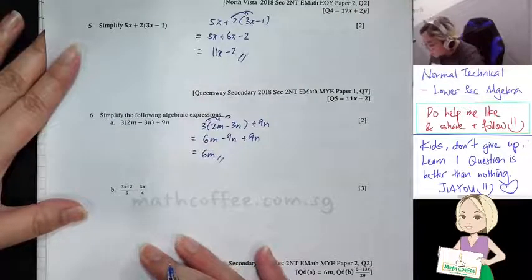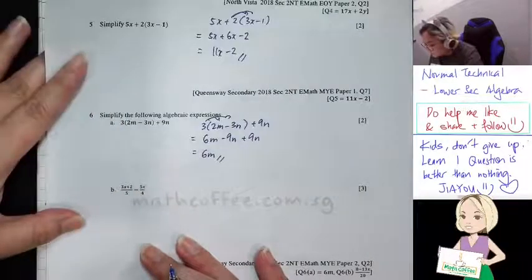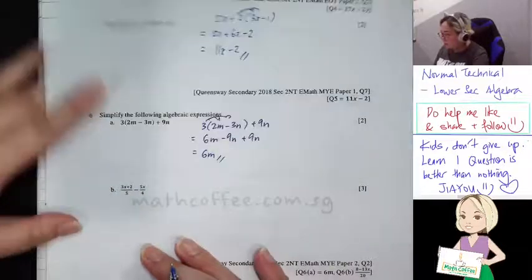Why is it minus 3n? Minus 3n plus 9n. I put something wrong, man? No, huh? So, yep, it's me. So you have to be careful.